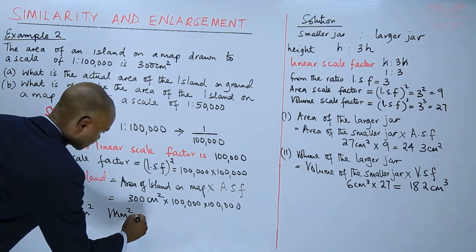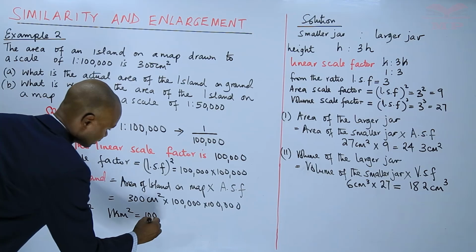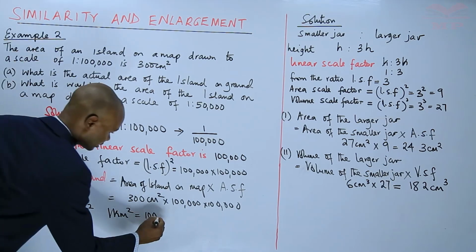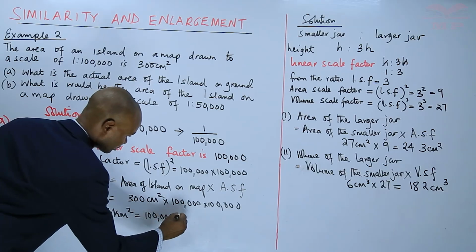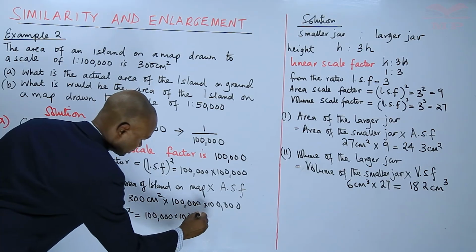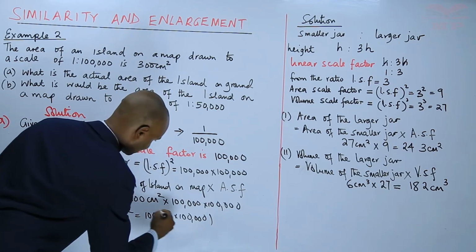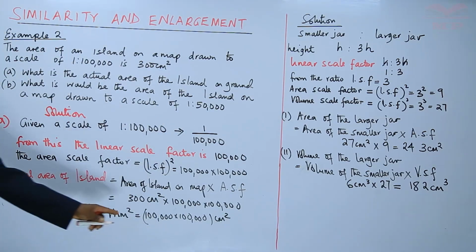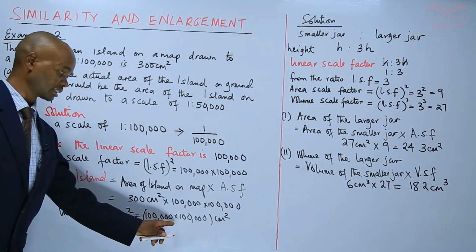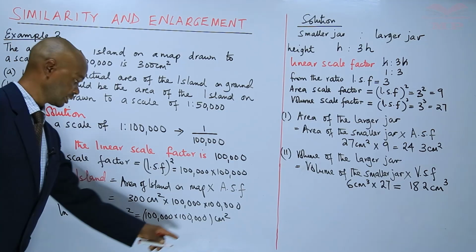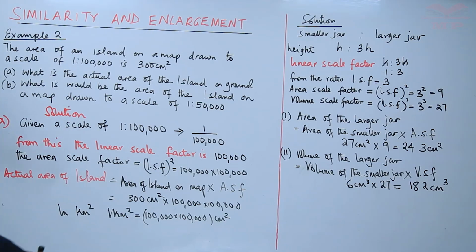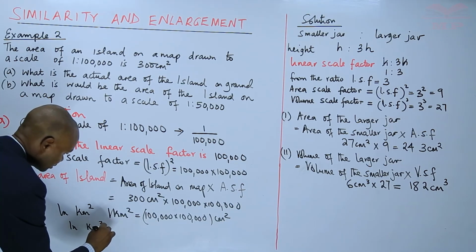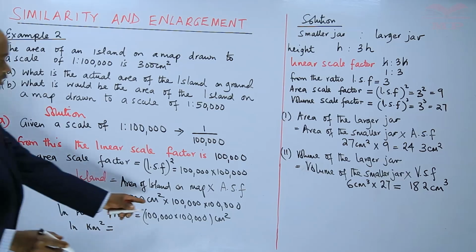is actually equal to 100,000 times 100,000 centimeters squared, because 1 kilometer is 100,000 centimeters. So you'll come in kilometer squared if they had asked you. But you can end the answer here.